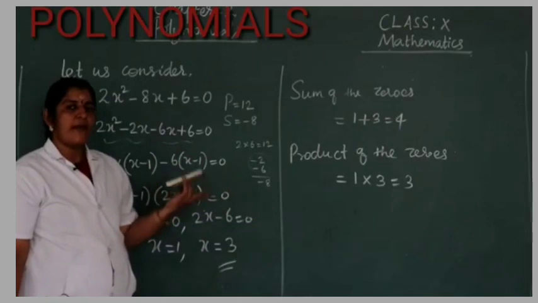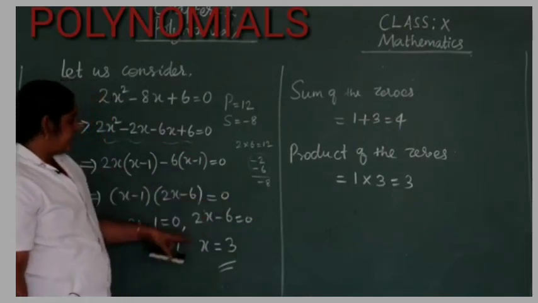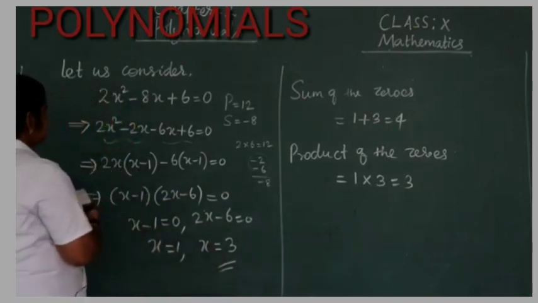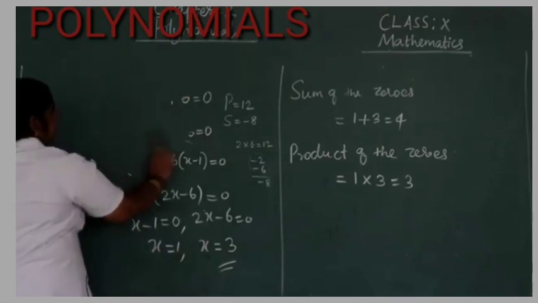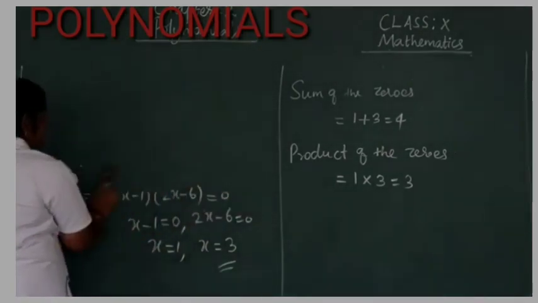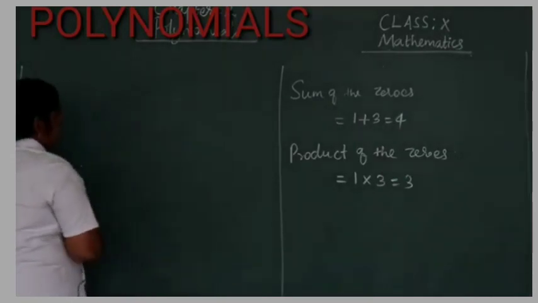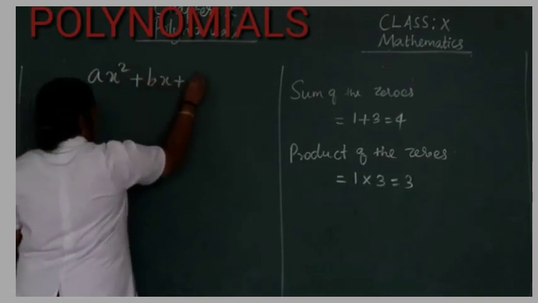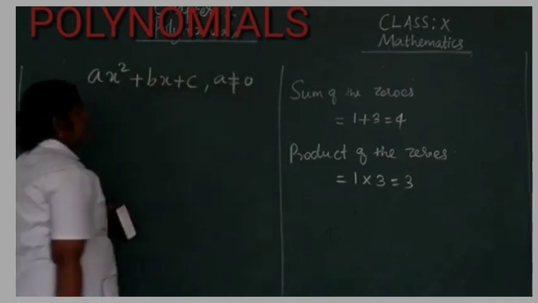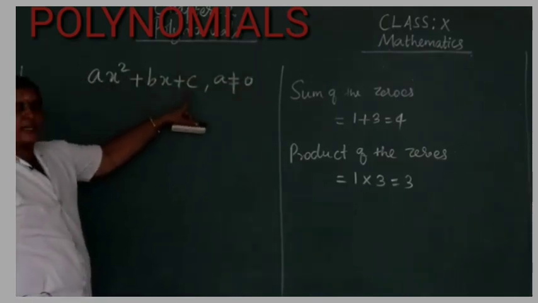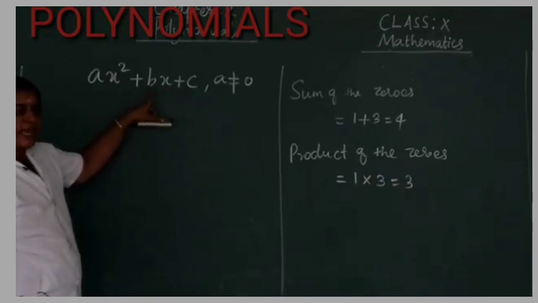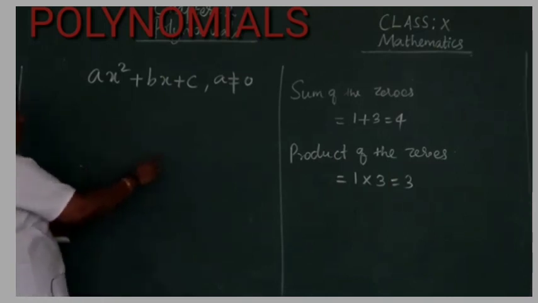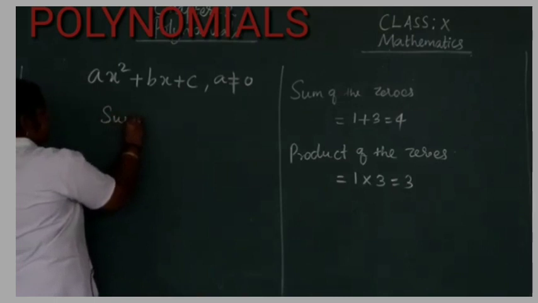Now we are going to find out what is the relation between these zeros and the coefficients of a quadratic polynomial. For that we want to generalize. The quadratic polynomial can be written in general form as, what is the general form of a quadratic polynomial? Ax square plus bx plus c, where a is not equal to 0. Now here you can see that c is the constant term, b is the coefficient of x, a is the coefficient of x square.